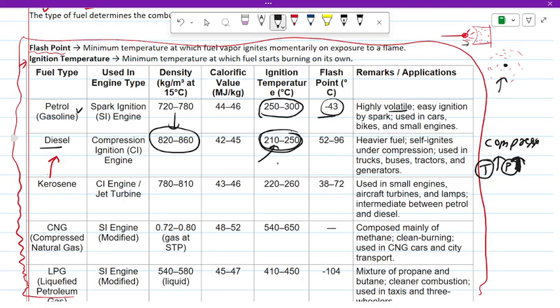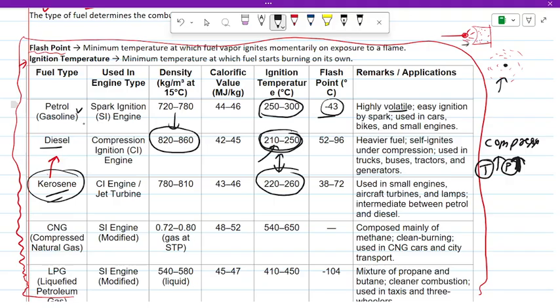Because it is not easy to mix with the air, we need the environment at ignition temperature. Okay, we can see the ignition temperature for kerosene is also near that of diesel. That is why kerosene can be used in a diesel engine also, but it is prohibited because of some pollutants. Very harmful pollutants are there in kerosene. That is why it is banned.